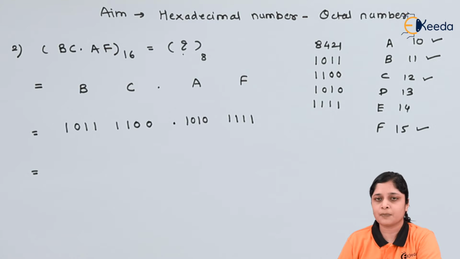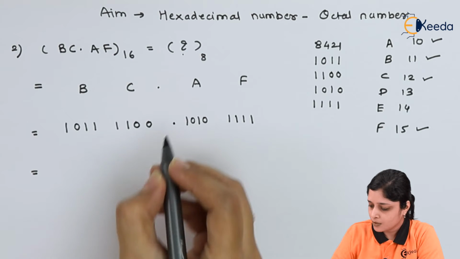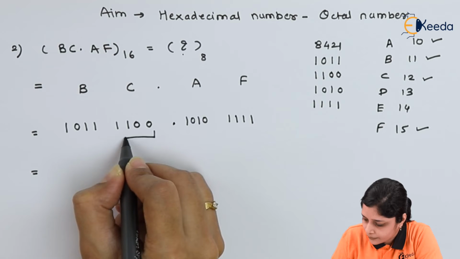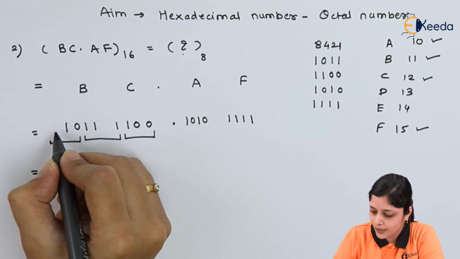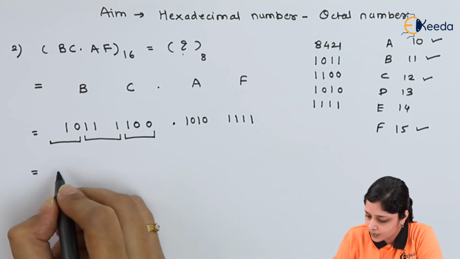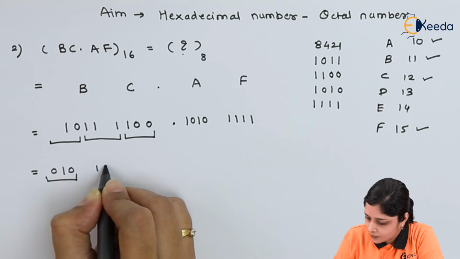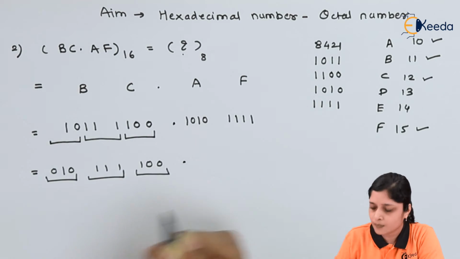After writing this expression, now the step of grouping comes. In octal number system, group of 3 bits you have to do. So focus on decimal point, start grouping towards left. If any 0 is less, then you have to append one 0. So this will give you 0, 1, 0, 1, 1, 1, 1, 0, 0.